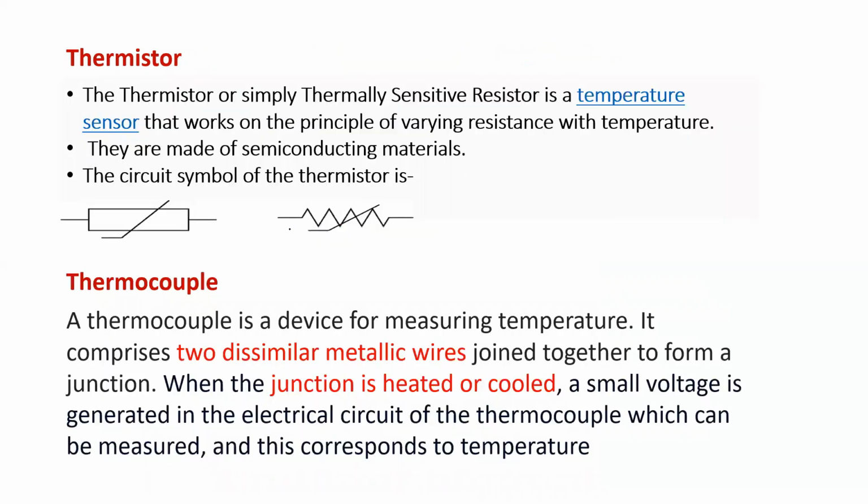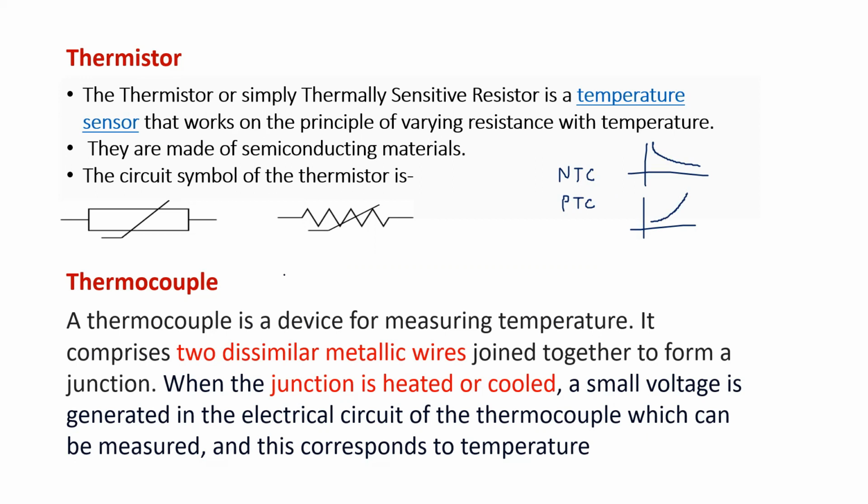So the thermistor is basically a variable resistance, and this resistance is controlled by the temperature. If the temperature is changing, the resistance will change. So on the basis of this, we can have the NTC and PTC. NTC is a negative temperature coefficient thermistor, and PTC means positive temperature coefficient thermistor. If your temperature is increasing and resistance is decreasing, it means a negative temperature coefficient thermistor. And if your temperature is increasing and your resistance is increasing, it means a positive temperature coefficient thermistor.